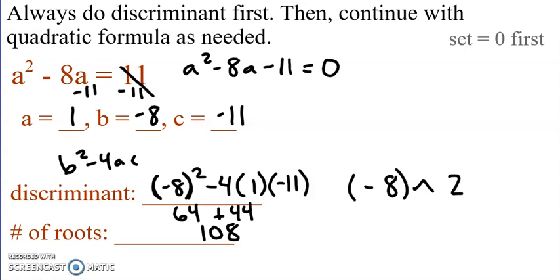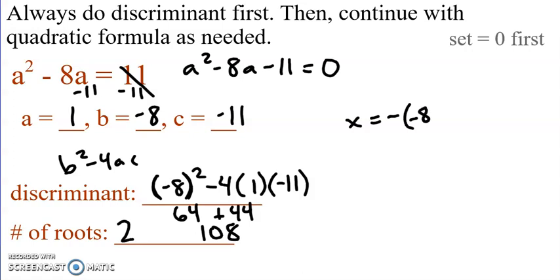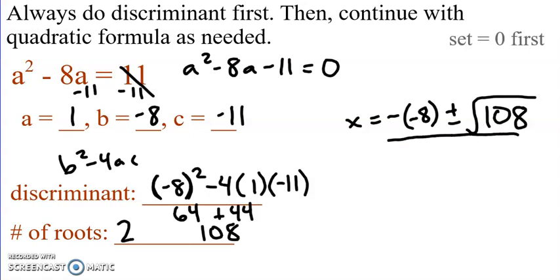So we get a positive 108 for our discriminant. It's another positive number, so we get 2 roots. Go to the rest of my quadratic formula. I start with negative b. Well, b is already negative, so that's going to eventually become positive, plus or minus the square root of our discriminant, which we already found to be 108, divided by 2 times a. Okay, so negative 8, that's like a negative 1 times negative 8, that becomes positive 8.